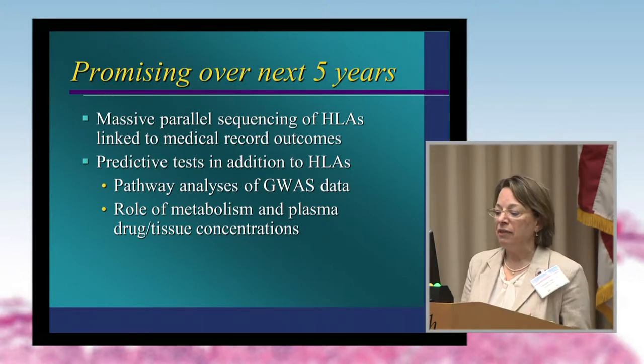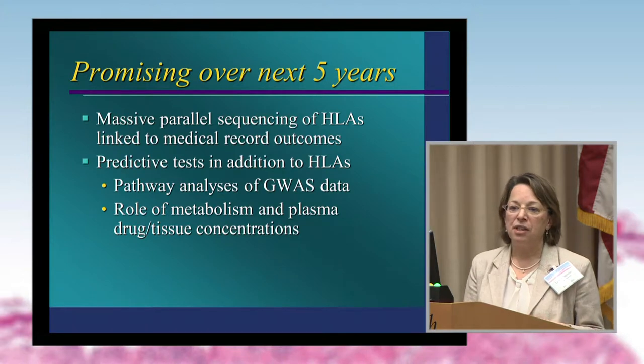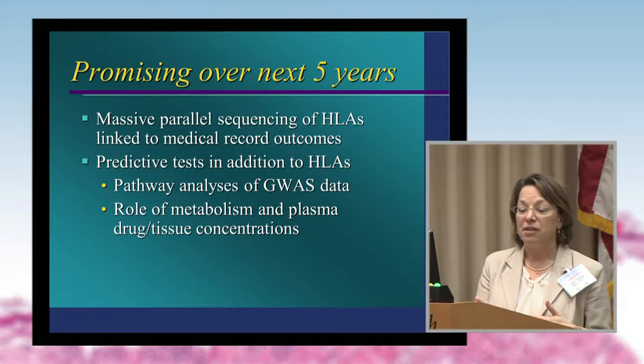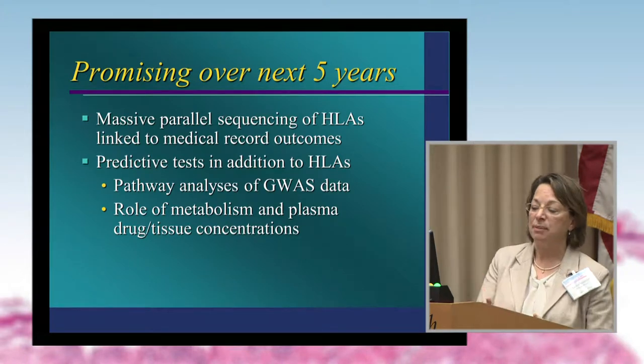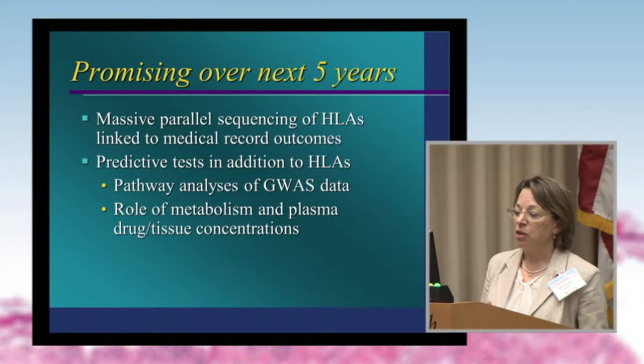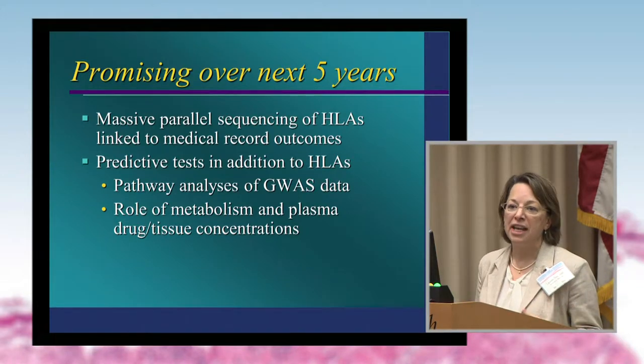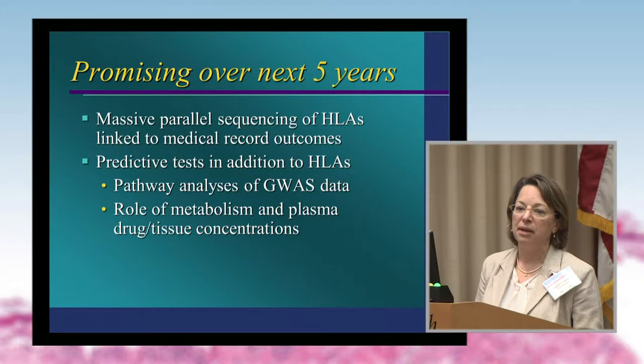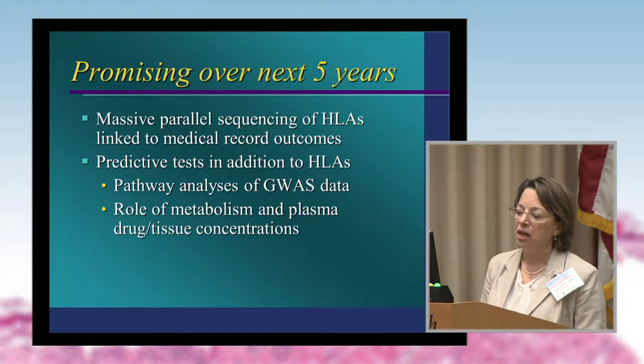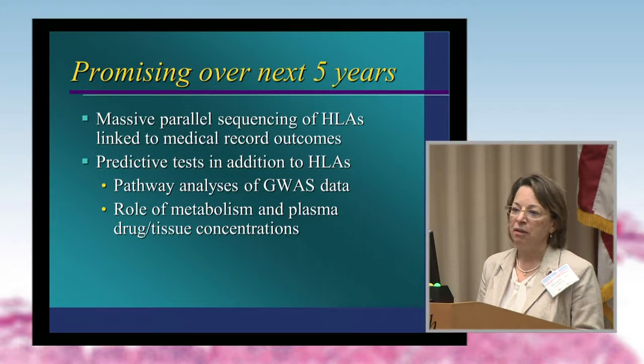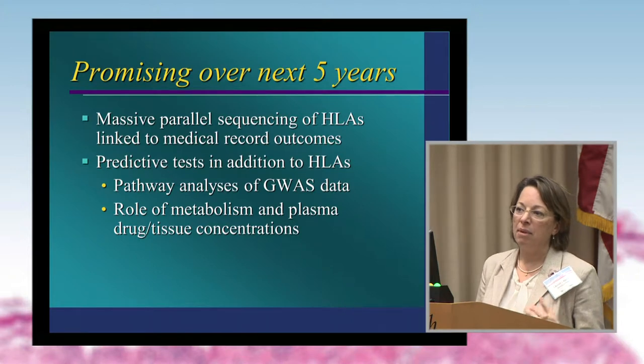And then there's clear evidence that plasma drug concentrations probably are important. So we're sort of going back to metabolism again. And so, again, in that acute phase when you're collecting samples, looking at urine, looking at plasma, when you still may have washout from the drug, may help you understand whether there are metabolic drivers as well as HLA drivers.